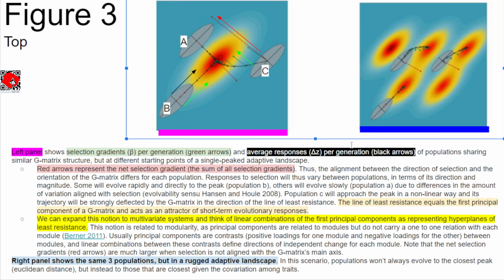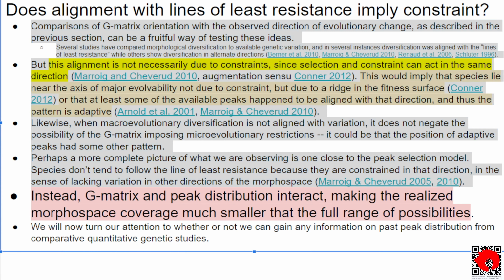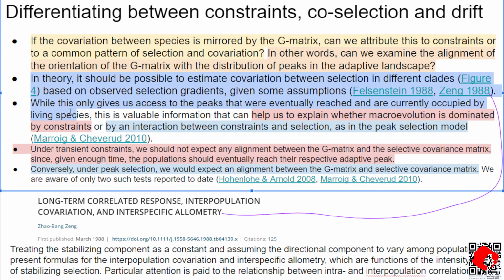So it simply can't be the case that for rugged landscapes, which is essentially the case being considered in evolutionary time, we can ignore the interaction between the G matrix and the fitness landscapes. Here's figure 3, just some summary statistics on the figure that was just displayed above. Matrix structure, Felsenstein, 1988. While this only gives us access to peaks that were eventually reached and are currently occupied by living species, this is valuable information that can help us explain whether macroevolution is shaped by constraints or by the interaction between constraints and selection, as in the peak selection model.